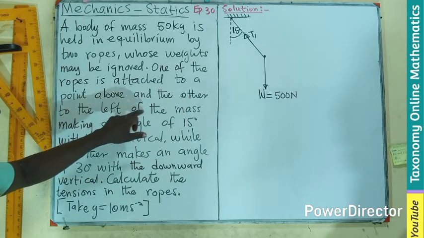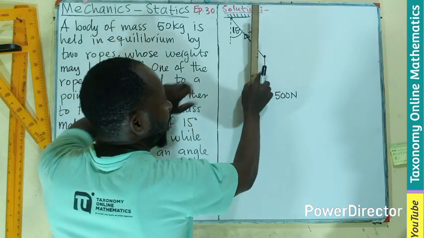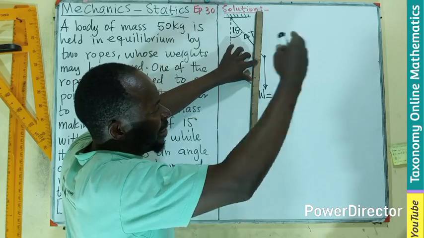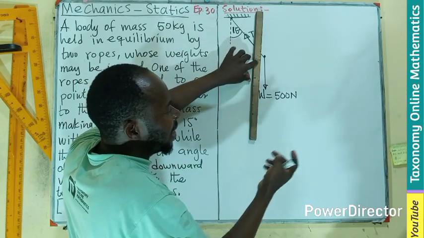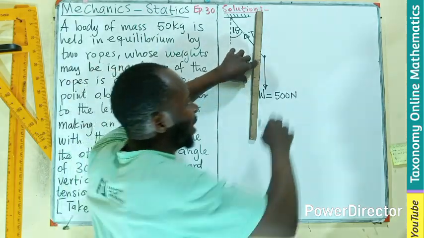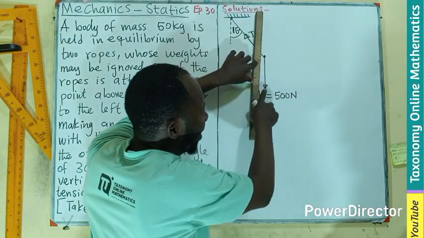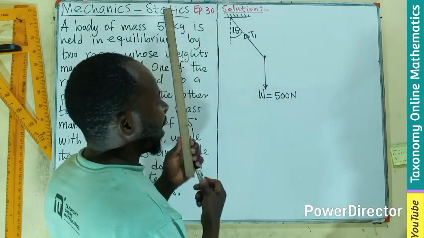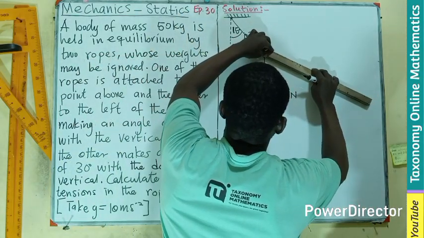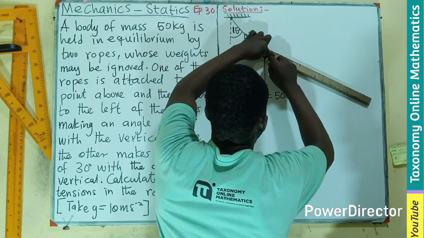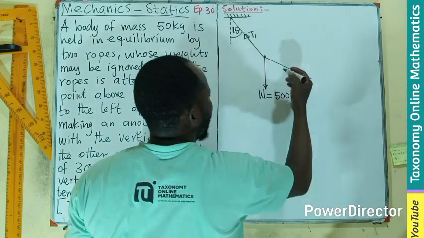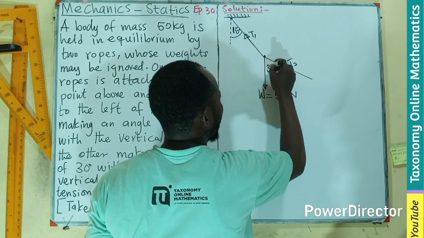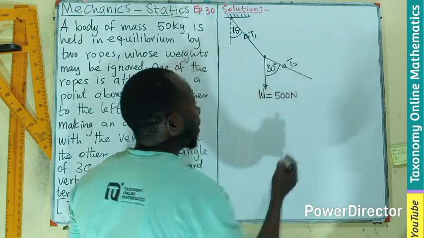Then the other rope is attached to the left of the mass. This is the mass, and this place is the left of the mass. When we attach it to the left of the mass, it makes an angle of 30 with the vertical. What is the vertical here? If I put any rope here, the only vertical I'll see is the force moving down. So let's make the other rope attached somewhere here, not far. This is also going to be tension number 2, making an angle of 30 degrees.